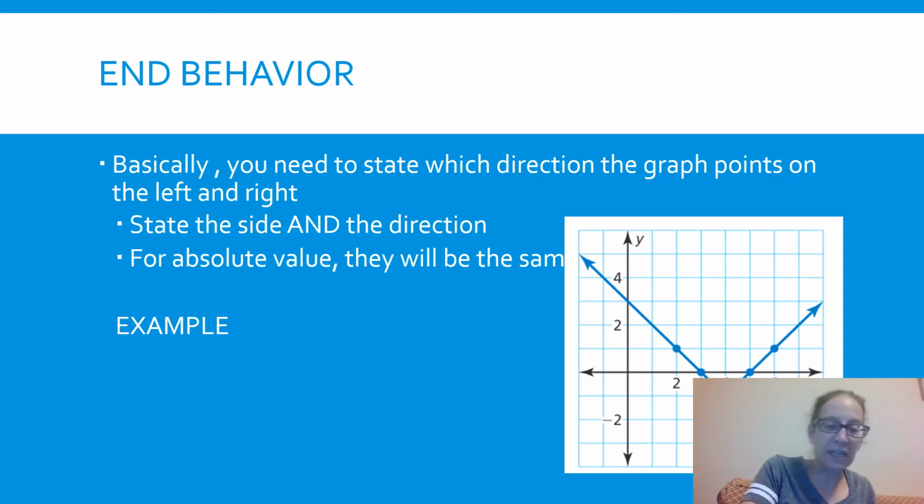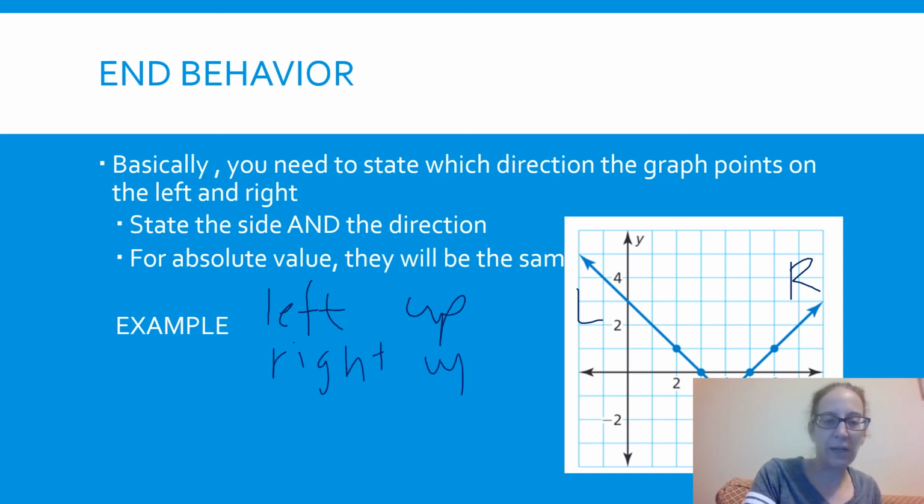So for this example, I have the left side of the graph and I have the right side of the graph. So we have the left and the right. And what we can say is that the left points up and the right points up.